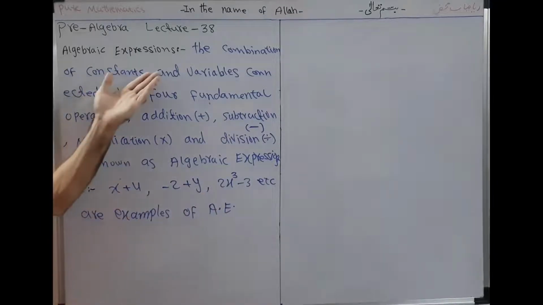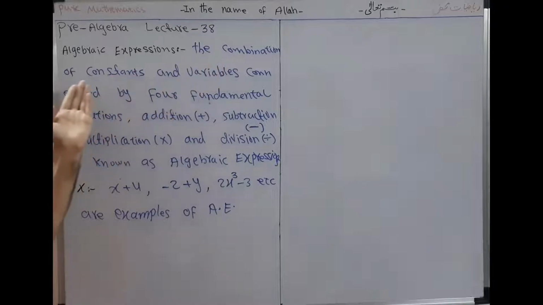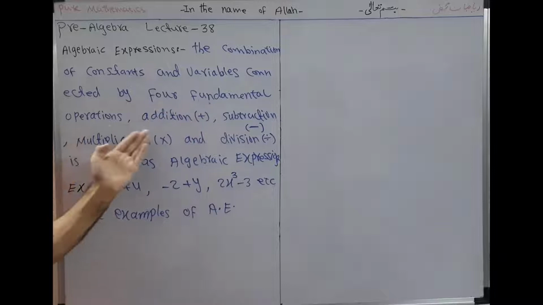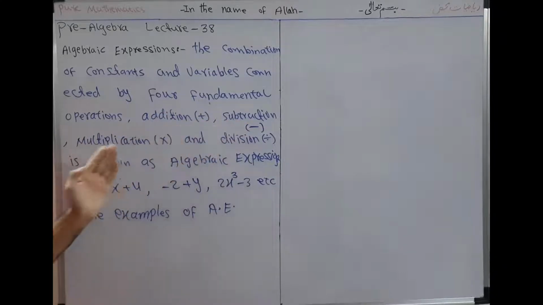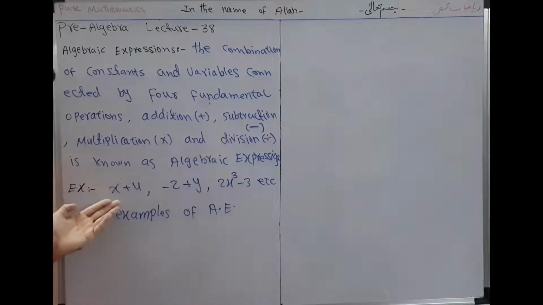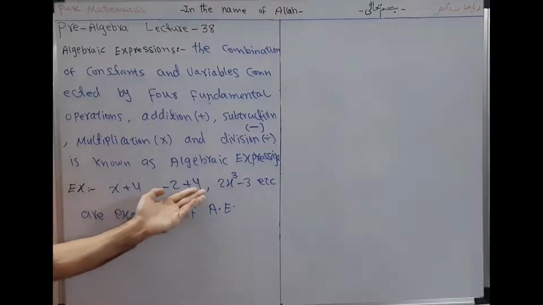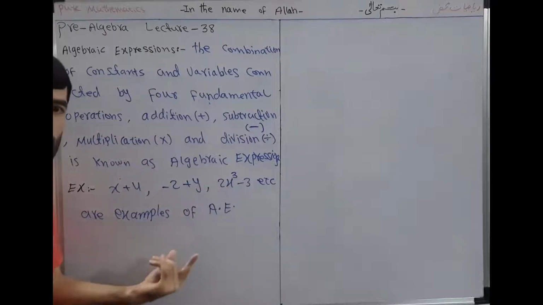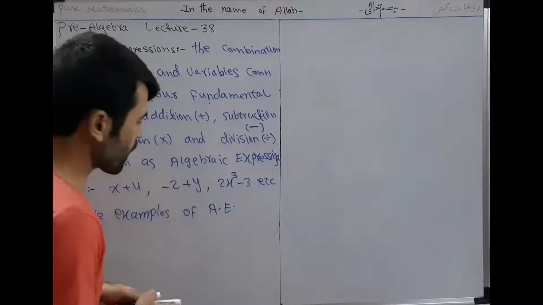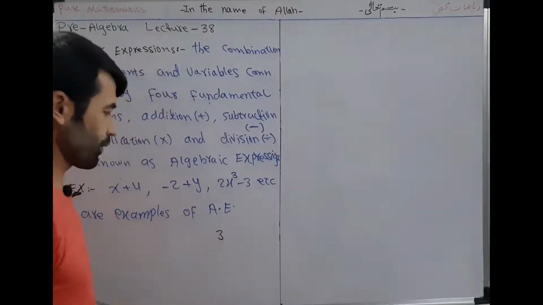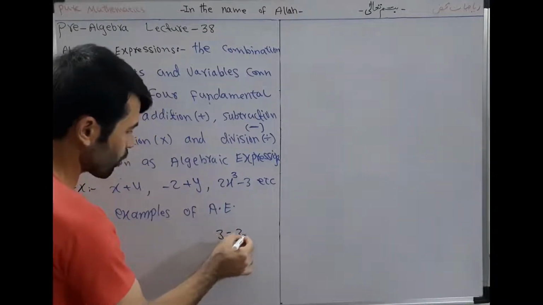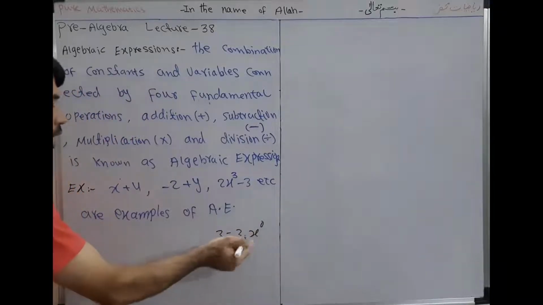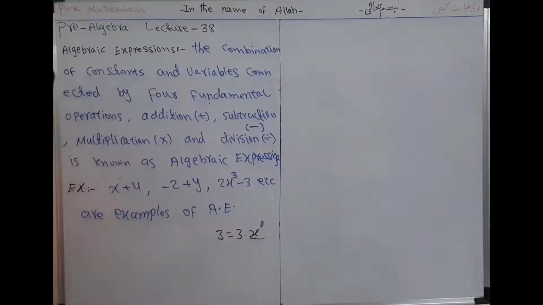It is the definition of algebraic expression: the combination of constants and variables connected by four fundamental operations, addition, subtraction, multiplication, and division, is known as algebraic expression. Example: x plus 4, minus 2 plus y, 2x cube minus 3, etc. Also we can say 3 is an algebraic expression, because we can write 3 as 3 times x to the power 0. Here the variable is x.